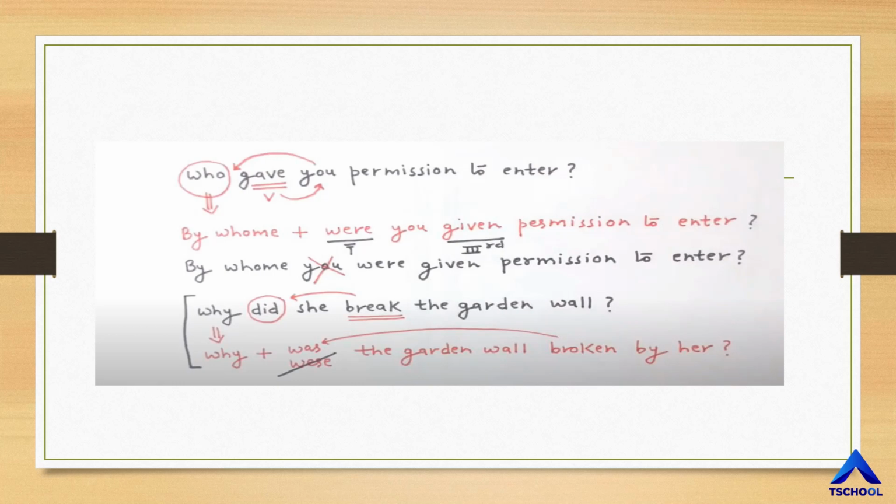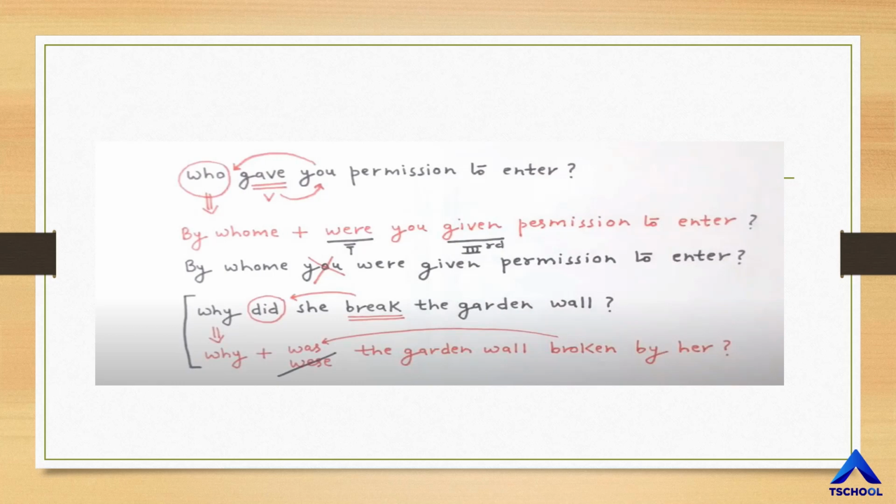Gave is the verb. Gave, that is in the second form. How have we decided that it is in the second form? Because there is no helping verb used in the question. So the verb is in second form. While converting from active to passive, the verb would go into the third form. Gave, given. So given is the third form of the verb. Gave is in the second form, so we are going to use was or were.